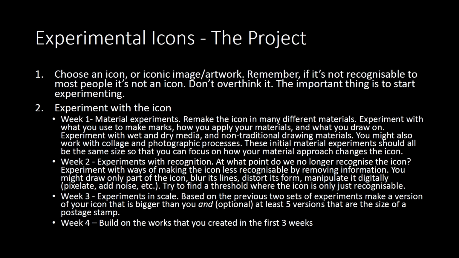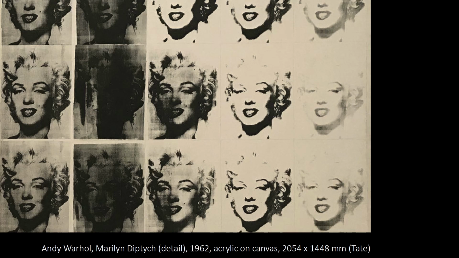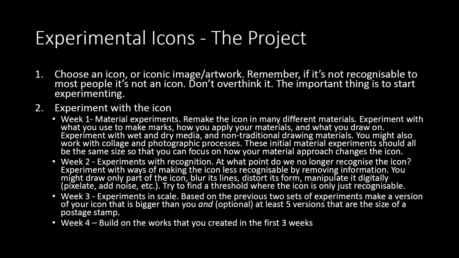In week 2, we experiment with recognition. At what point do we no longer recognize the icon? And you saw this in some of the sections of the Andy Warhol diptych where Marilyn becomes less recognizable. You can see here there's one where, maybe if we just saw that in isolation, we wouldn't recognize that as Marilyn. In this context, clearly we do, because we've got all these other images that are clearly Marilyn Monroe.